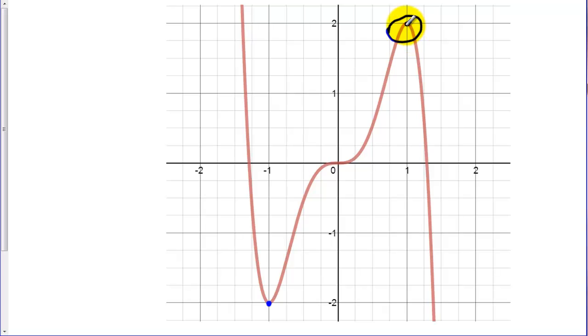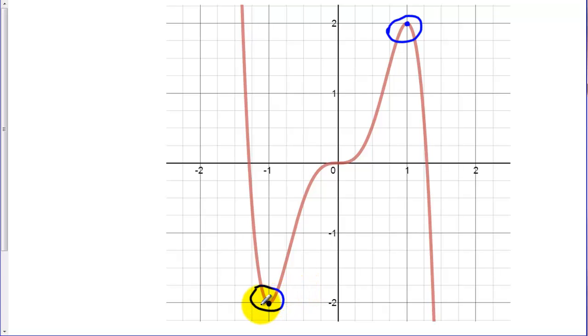So that's why it's called a relative maximum. It's not an absolute maximum. Same thing over here. This is not the lowest value of the whole function. That would be over here. It heads to negative infinity. But in this neighborhood, it is the lowest value.